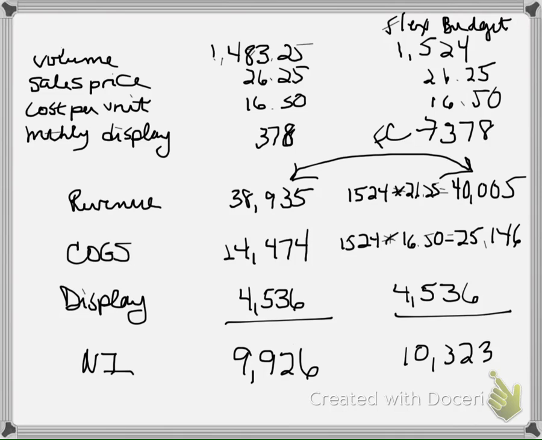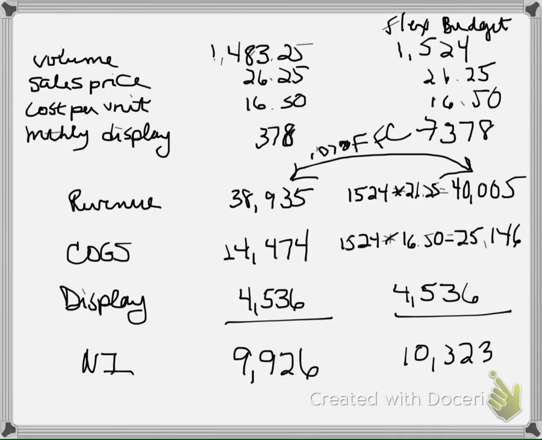Now, when I look at the comparison between my original budget and these new budgeted numbers, the only thing I've changed is the volume of sales. So revenue went up from $38,935 to $40,005. That difference of $1,070 is a favorable variance because our revenue went up, and that $1,070 favorable variance is completely due to the fact that I sold more units.